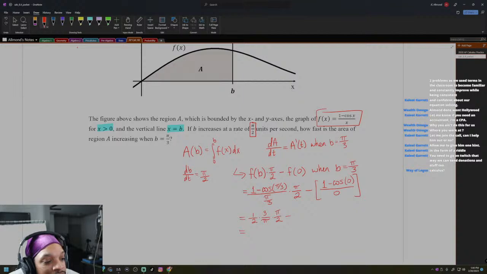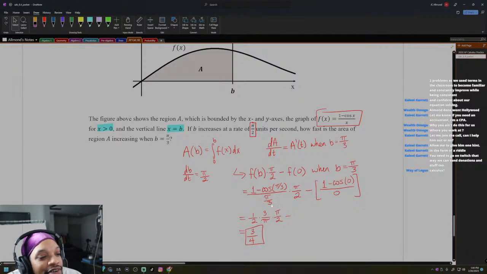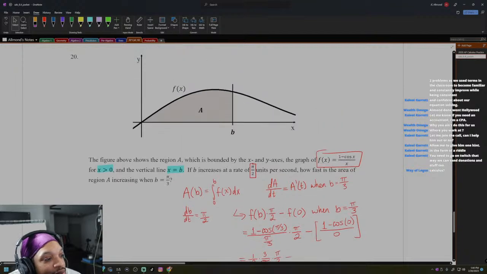But if I were to have to guess, I would just say these pi's will cancel out. I'd have 3 pi over 4 pi, but the pi's would cancel. All right, so 3 over 4. But I highly doubt that's it, just because I'm minusing an undefined number. I got to figure out how to do this question.